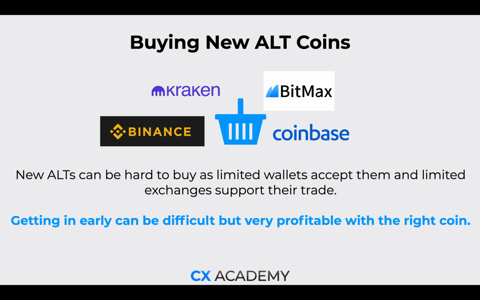So in terms of new altcoins, they can be very hard to buy because a lot of the time they're being created very, very quickly with very, very small market caps. It's very hard to get them listed on a lot of exchanges. And usually by the time they do become listed on an exchange, a lot of growth has already happened.